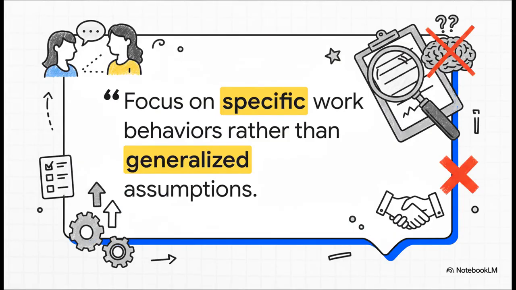So here's the real shift. Instead of a manager just thinking, is Bob a good communicator? BARS makes them ask something like, okay, how often did Bob actually do these specific things, like running a meeting as a two-way conversation? See, it's a huge shift from judging someone's personality to just observing their actions.